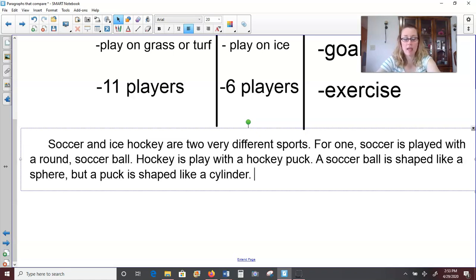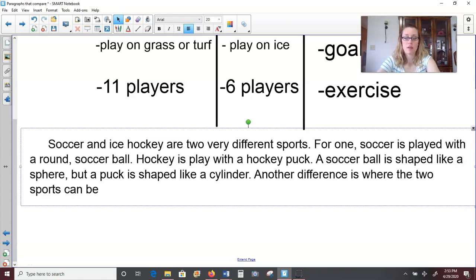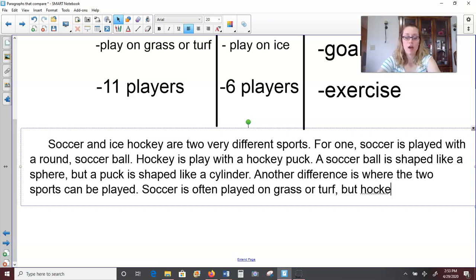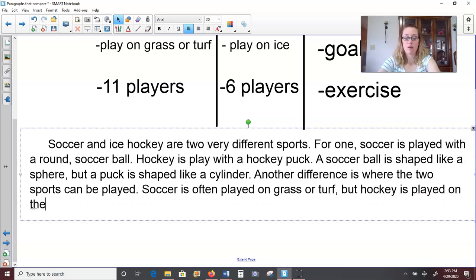So I might say another difference is where the two sports can be played. Soccer is often played on grass or turf, but hockey is played on the ice. Okay, so that lists another difference where the two sports can be played. Soccer is often played on grass or turf, but hockey is played on the ice.